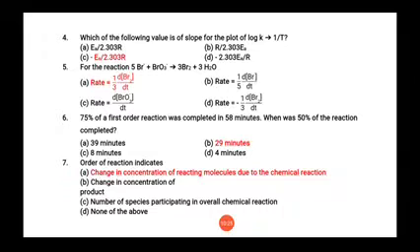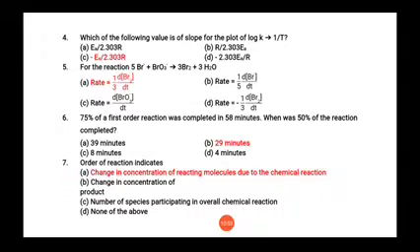Then by this process you will find K, and when 50% of the reaction is completed, it means you have to find the half-life. So the equation of half-life is, you know, T1 half is equal to 0.693 upon K. So after putting the value of K, you will get the answer, that is 29 minutes. I have calculated it in another notebook. You can also calculate this.